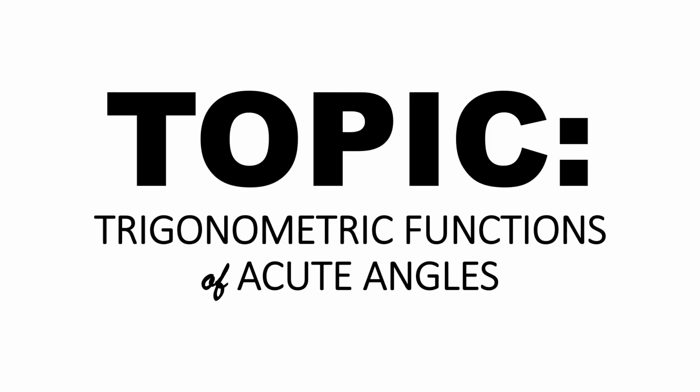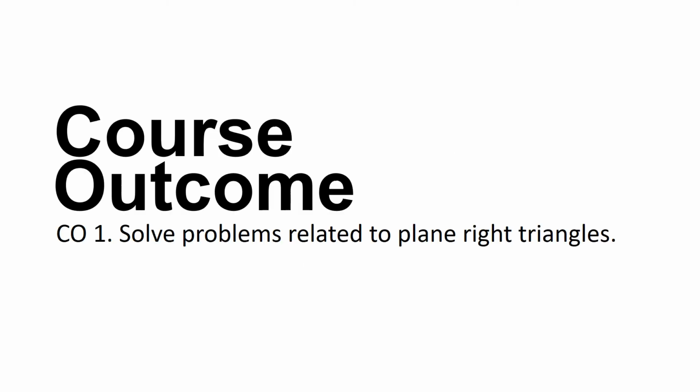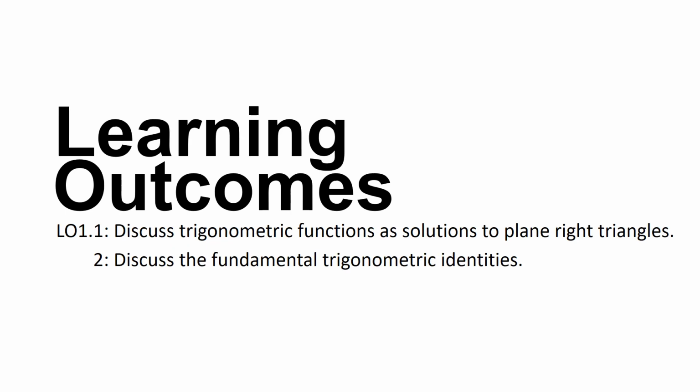Our topic for this week is trigonometric functions of acute angles. Our course outcome for this week is CO1, solve problems related to plane right triangles. And our learning outcomes for this week are LO 1.1 and 1.2, which are discuss the trigonometric functions as solutions to plane right triangles and discuss the fundamental trigonometric identities.